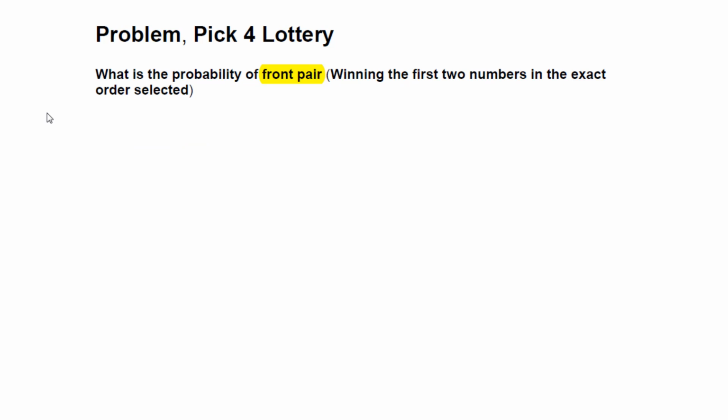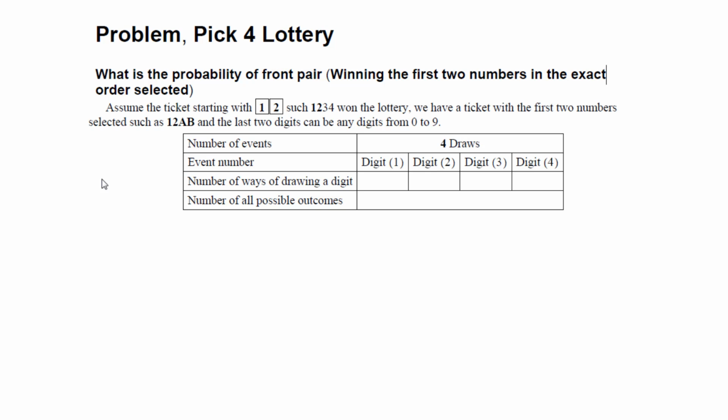Now what is the probability of a front pair, which means winning the first two numbers in the exact order selected? So let's assume that the winning ticket starts with these two digits 1 and 2. Any ticket with these two digits 1, 2 is going to be a winning ticket for the front pair case. We don't care what the last two digits are. They could be any number. They could be 57, 09, 99, whatever.